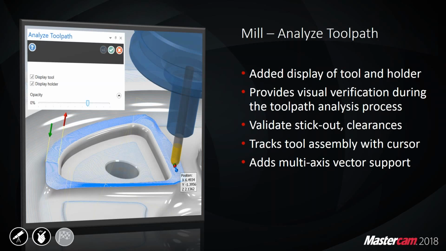And lastly, we also added multi-axis vector. So back before, if you were doing Analyze Toolpath, it would just give you the XYZ location of the tooltip or wherever you were comping the tool to. But now it'll also give you the angle vectors in a multi-axis toolpath.